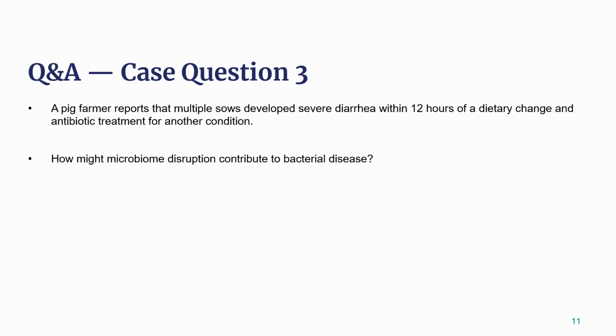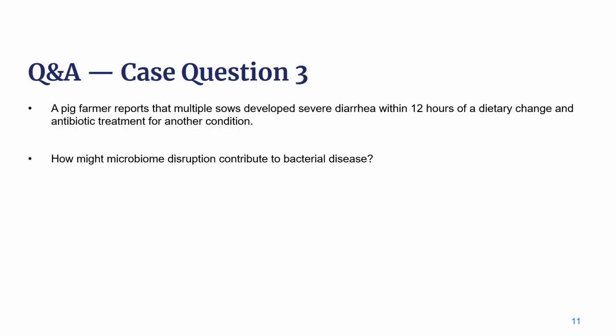About this case, and we'll work through it together. The normal gut microbiome is a critical defense mechanism. It competes with pathogens for nutrients and attachment sites, produces short-chain fatty acids that acidify the environment, stimulates local immunity, and physically occupies niche space.